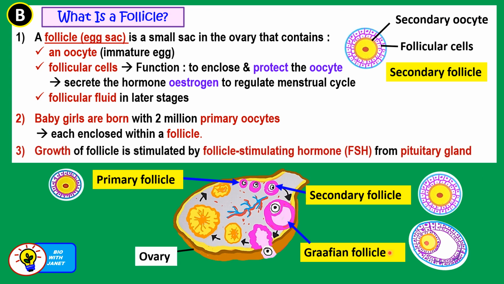So the growth of the follicle is stimulated by a hormone called follicle stimulating hormone. The name of this hormone tells us the function. The short form is FSH, sounds like fish. This is secreted from the pituitary gland in the brain, but its effect is on the follicles in the ovary. So let's find out more about the primary follicle, secondary follicle, and Graafian follicle.